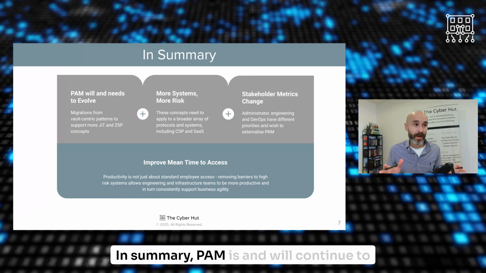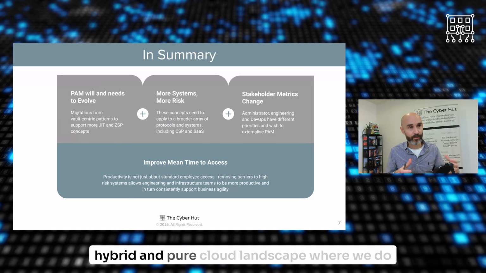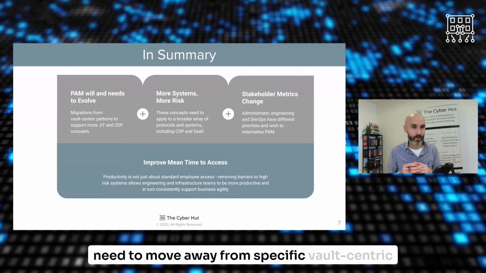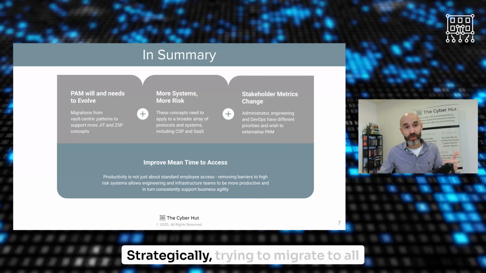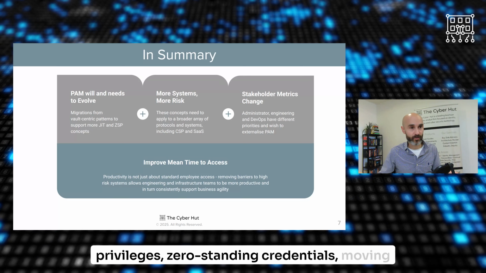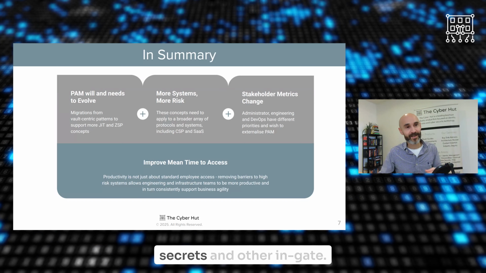In summary, PAM is and will continue to evolve. We are certainly seeing this movement to both a hybrid and pure cloud landscape, where we do need to move away from specific vault-centric and isolated ways of handling privileged access, strategically trying to migrate towards just-in-time access, zero standing privileges, zero standing credentials, moving away from hard-coded credentials and static secrets and others in GitHub repositories and the like.